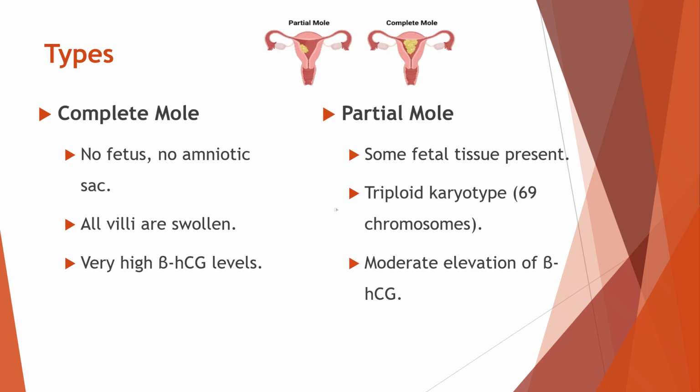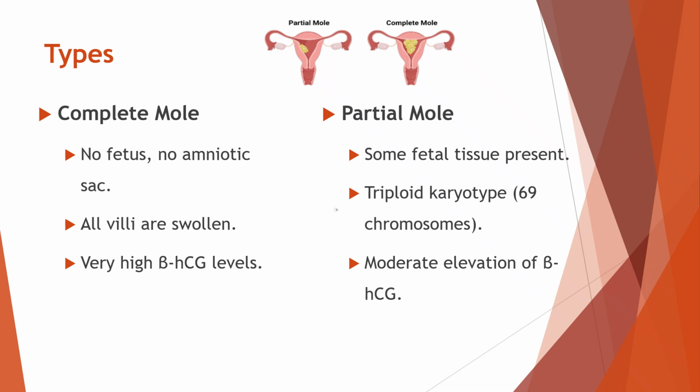Let's see about the two types of molar pregnancy, complete mole and partial mole. In a complete mole, there is no fetus and no amniotic sac at all. All the chorionic villi become swollen and turn into fluid-filled, grape-like vesicles. Because of this abnormal overgrowth, the beta-HCG levels become extremely high. Complete moles are entirely made of abnormal placental tissue with no fetal development.